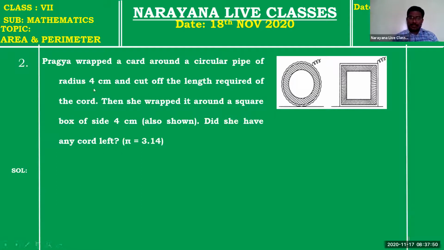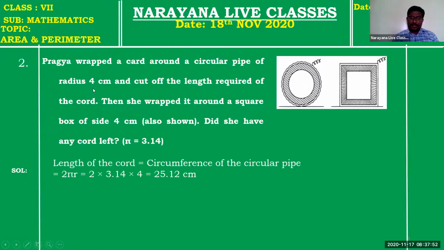So she has taken 4 centimeter here. First, what we need to find? We need to find the length of the cord. How can we find the length of the cord? This total is the length of the cord only, that is the circumference of a circle. So the circumference of a circular pipe.